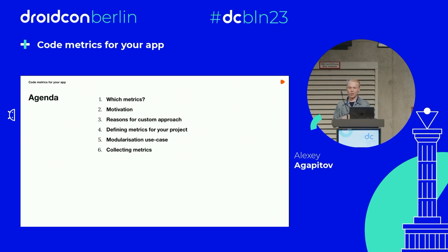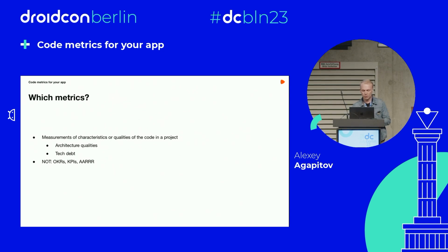What I would like to achieve with this presentation is that whenever you need to do something similar, you need to find some metrics for whatever task that you have, hopefully this knowledge would be useful for you. I also want to show that defining these custom metrics is not that complicated. With some simple and rudimentary techniques, you can actually do it in your own project.